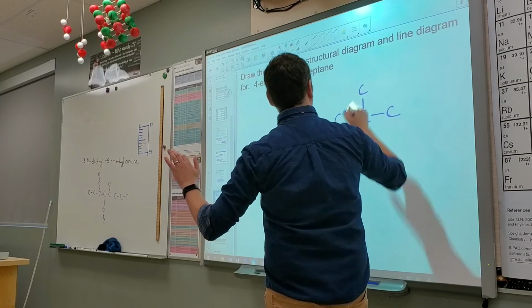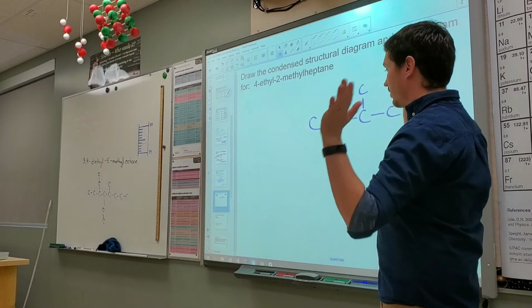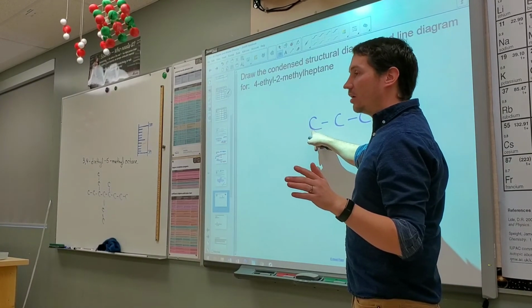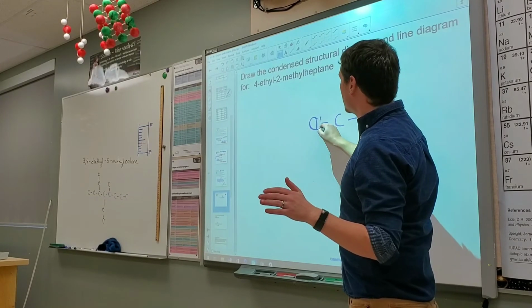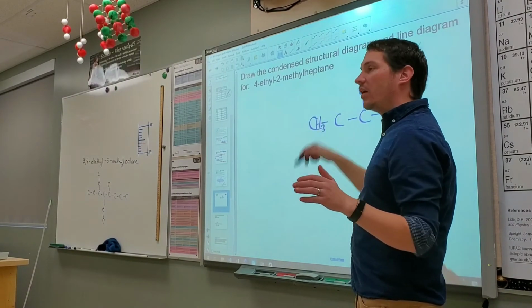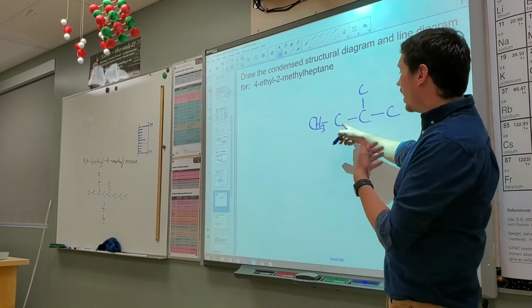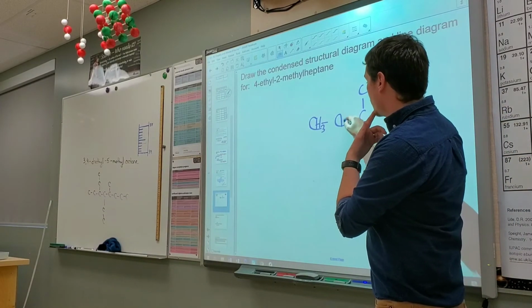Let's say I had this. Whatever, it doesn't matter. How many hydrogens are on this carbon? 3. So I can just say CH3 instead of drawing all the hydrogens, right? This is a condensed diagram. So how many hydrogens are on this carbon? 2. So I just say CH2.